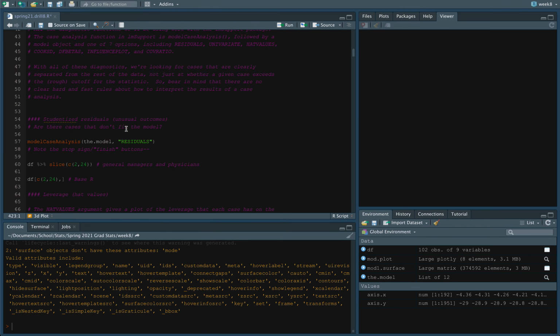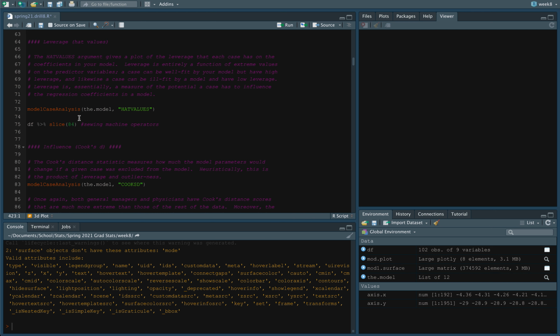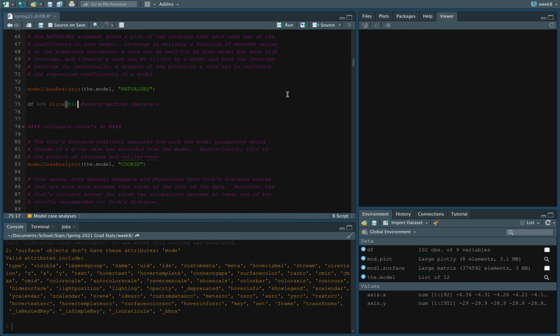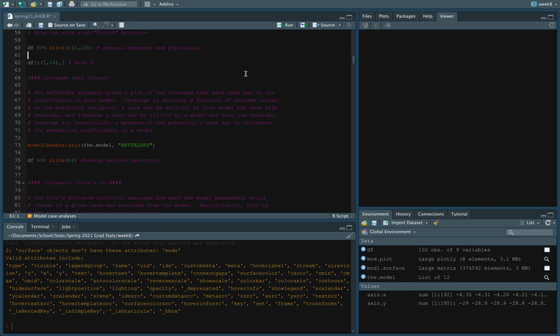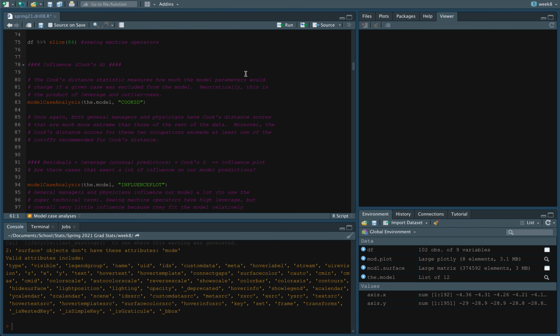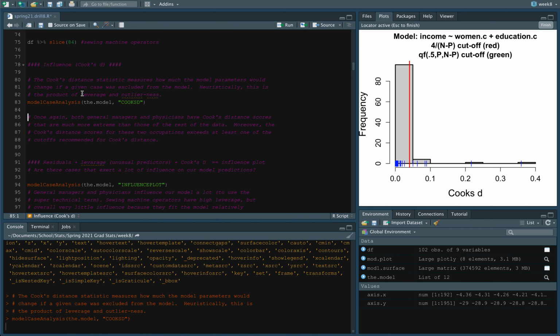So moving on from there, we have our sewing machine operators that have high hat values, and general managers and physicians have potentially problematic residuals. Then if we look at Cook's D, this is how much the model parameters change when you exclude any given case from the data. And here again, this will give you the two cutoffs for high and low.